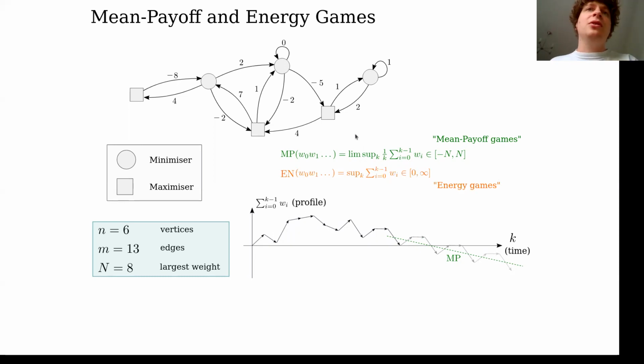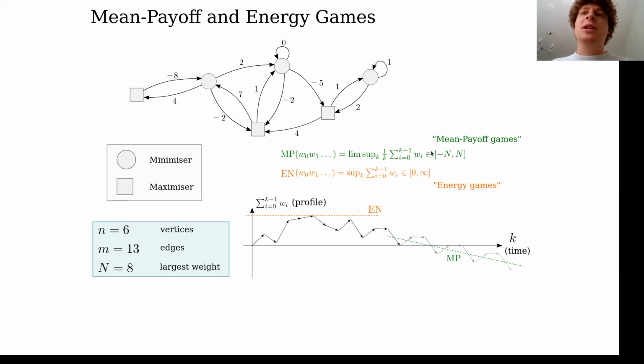We will also be concerned with energy games, which are defined in the same kind of graphs, but with a different objective or valuation, which is given now by this formula. It's the supremum now of the profile. So on this run, the energy value is given by this peak of the profile.